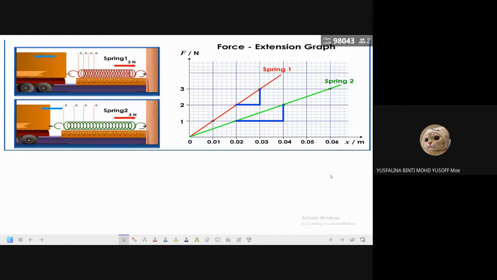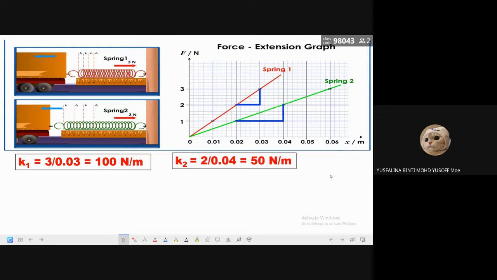All right, so for this one, they give you two types of graph, spring 1 and spring 2. For spring 1, you can see the gradient is more than spring 2. You can just see from the graph that spring 1's gradient is steeper than spring 2.